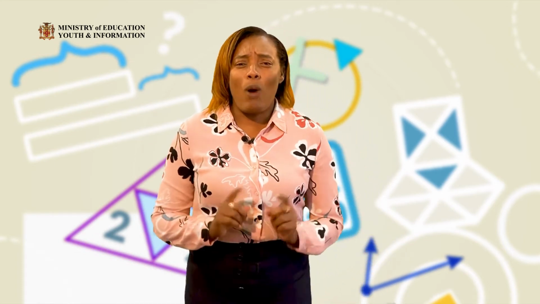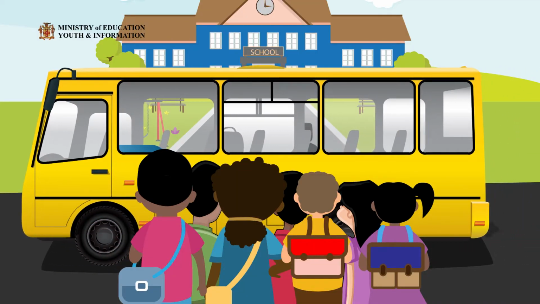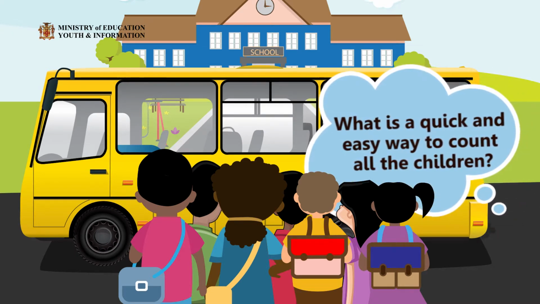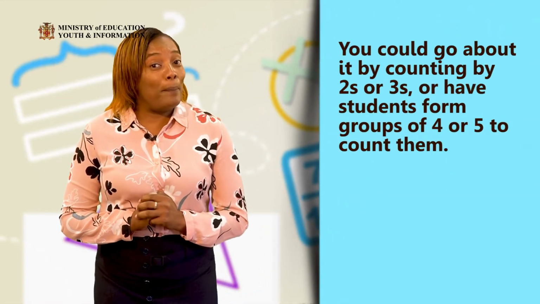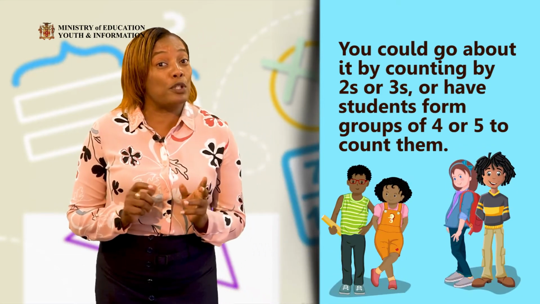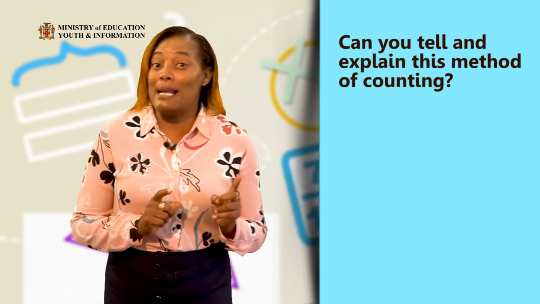Now, let's say you are on a field trip and you want to count the total number of students quickly before getting on a public bus. What are some ways you could count? Great job, boys and girls. You could go about it by counting by twos or threes, or have students form groups of 4 or 5 to count them. Can anyone tell and explain this method of counting?